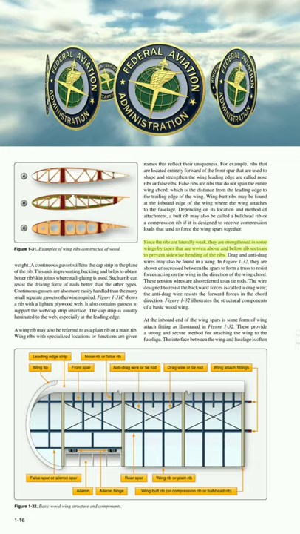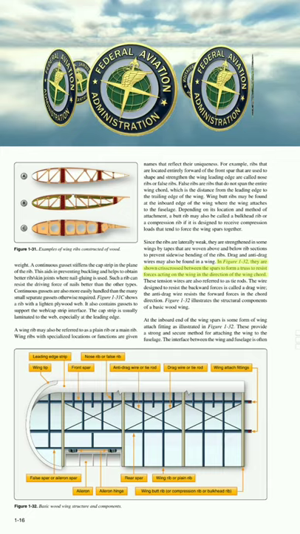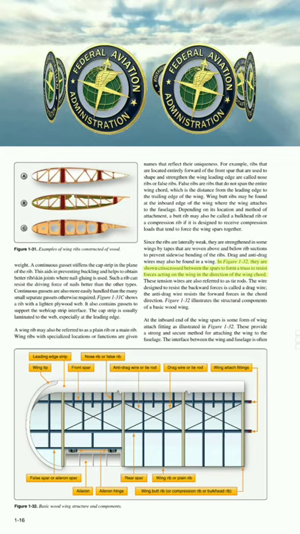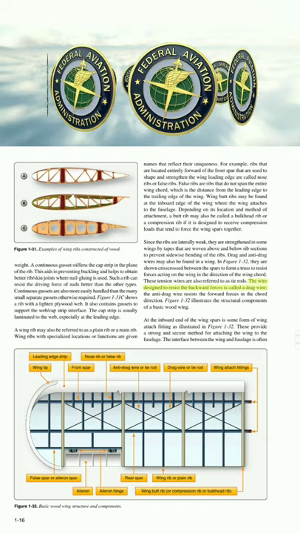Drag and anti-drag wires may also be found in the wing. In Figure 132, they are shown crisscrossed between the spars to form a truss to resist forces acting on the wing in the direction of the wing chord. These tension wires are also referred to as tie rods. The wire designed to resist the backward forces is called a drag wire. The anti-drag wire resists the forward forces in the chord direction.